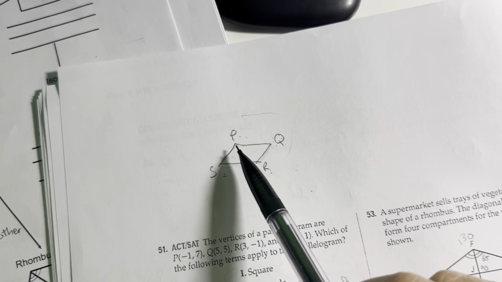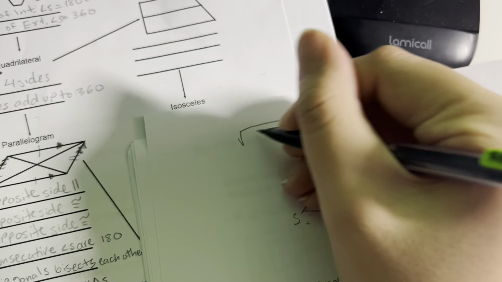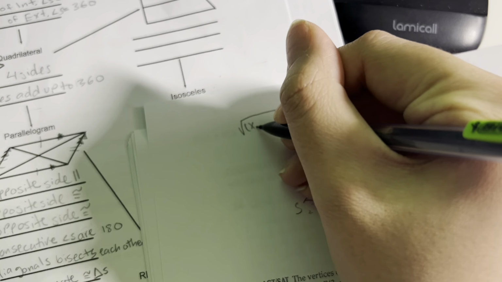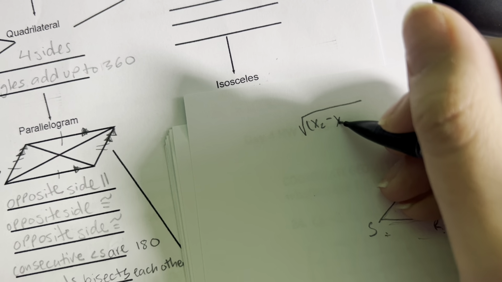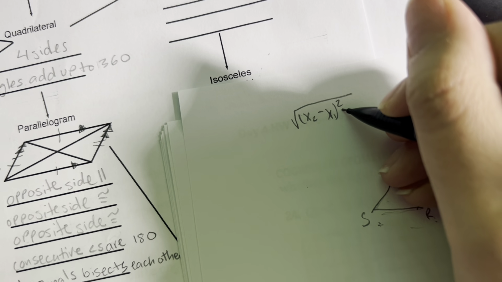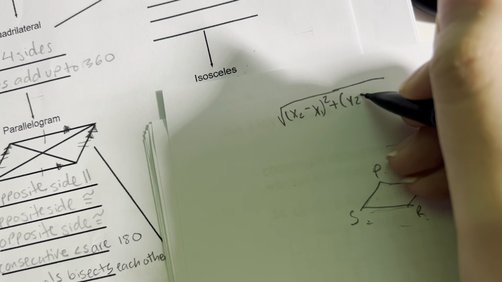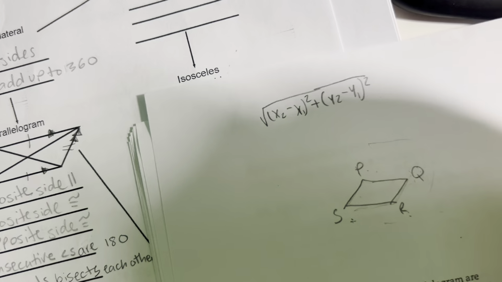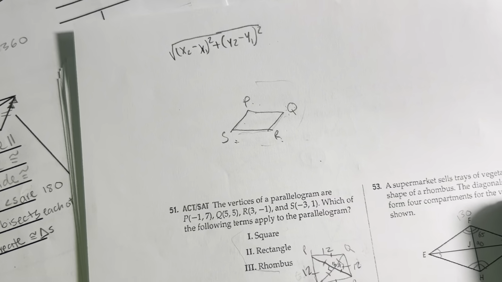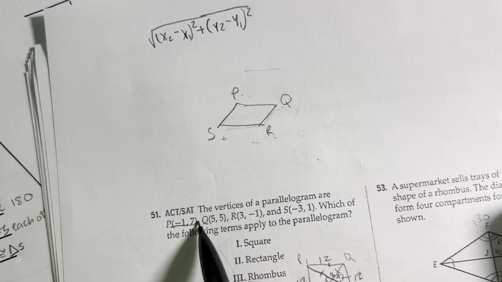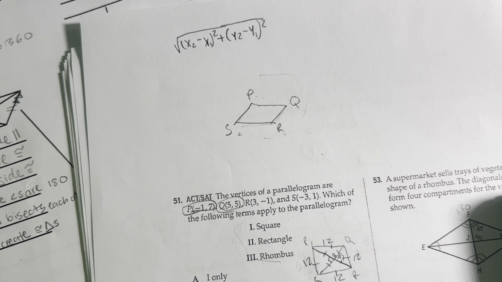So first I'm going to go from P to Q. Here, let me write down the distance formula up here. So it'll be x2 minus x1, squared, plus y2 minus y1, squared. So that's the distance formula, and from P to Q. So P first, and then Q. So square root.